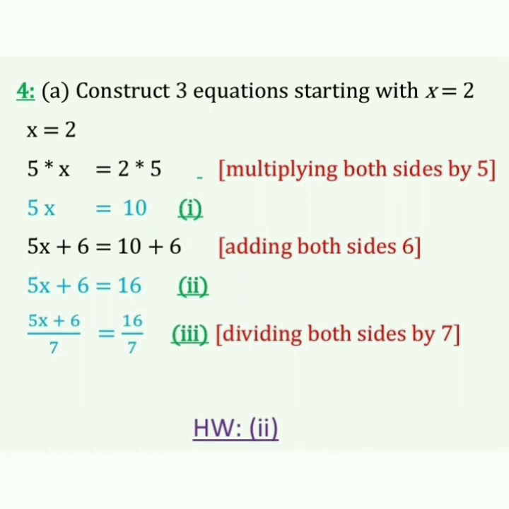Okay. Now see this. If x is equal to 2, then first multiply both sides by 5, that is 5x is equal to 10. Now adding 6 to both sides, that is 5x plus 6 is equal to 10 plus 6. Simplifying this, 5x plus 6 is equal to 16. Now dividing both sides by 7, therefore 5x plus 6 upon 7 is equal to 16 upon 7. So this is a required equation. It's clear? Now try to solve the second one by yourself.